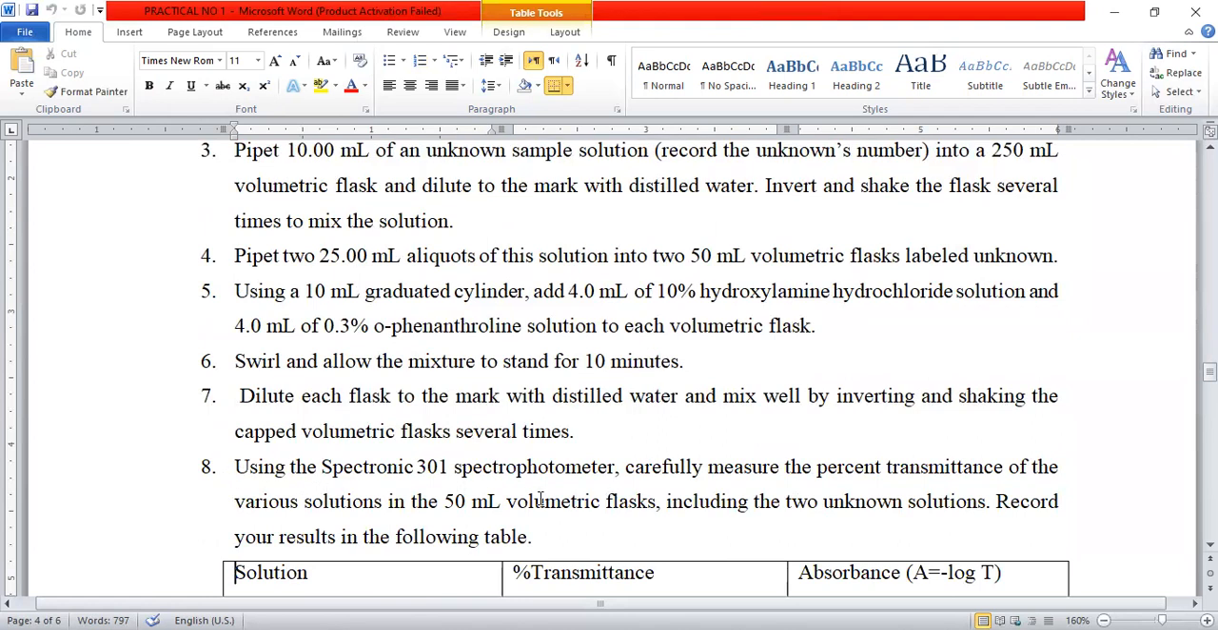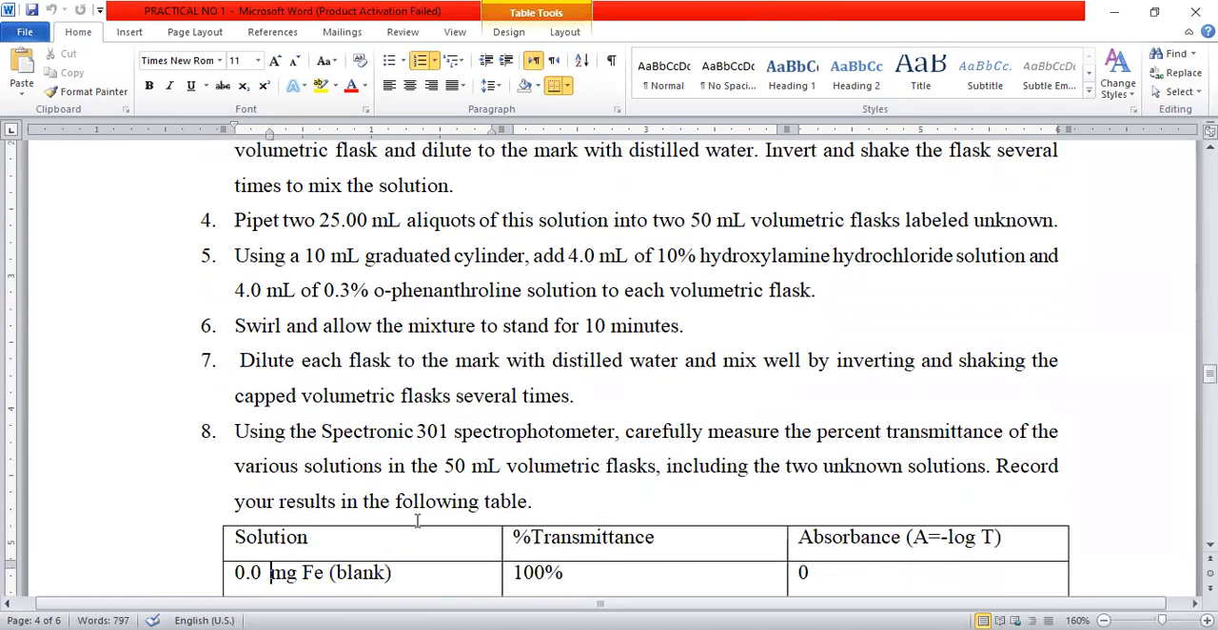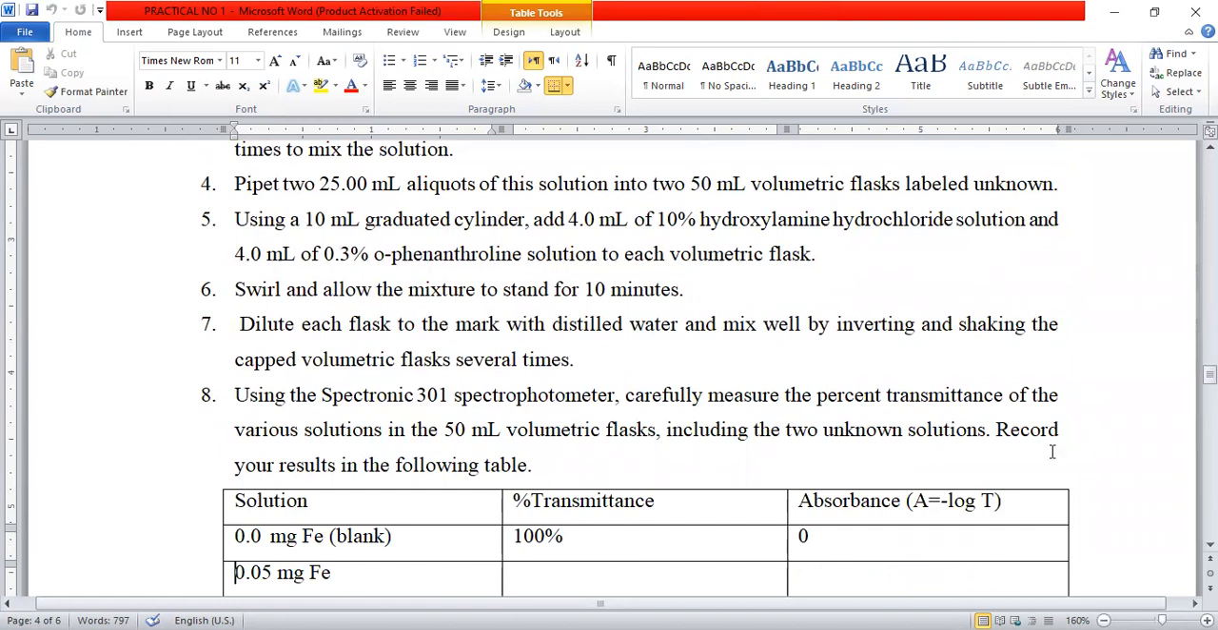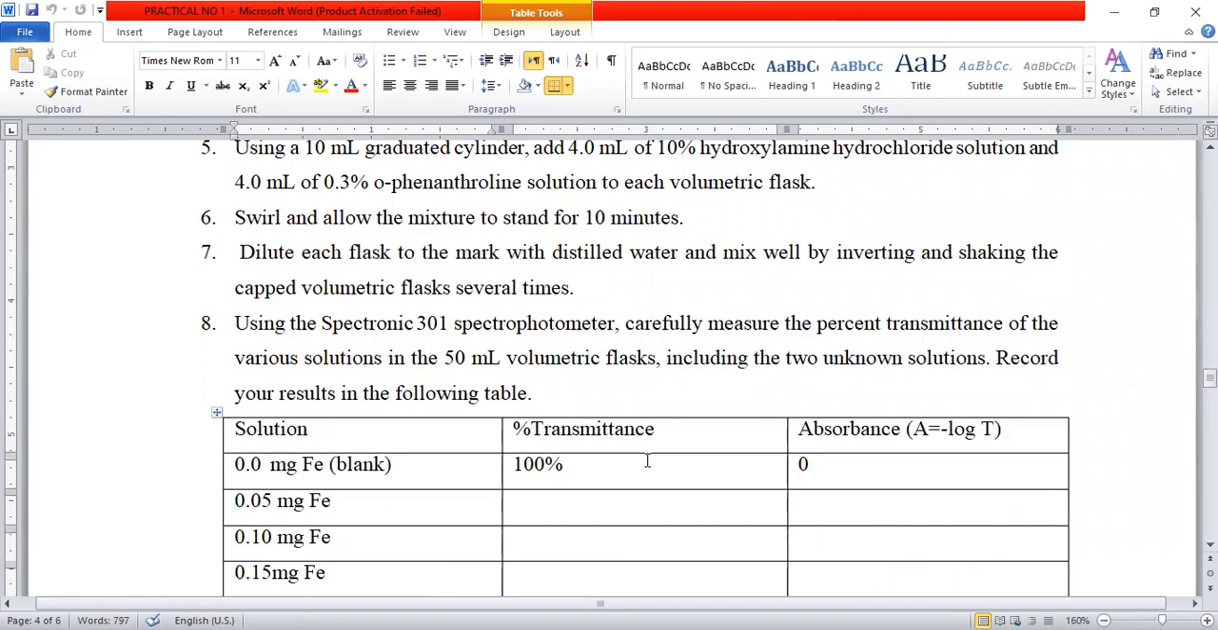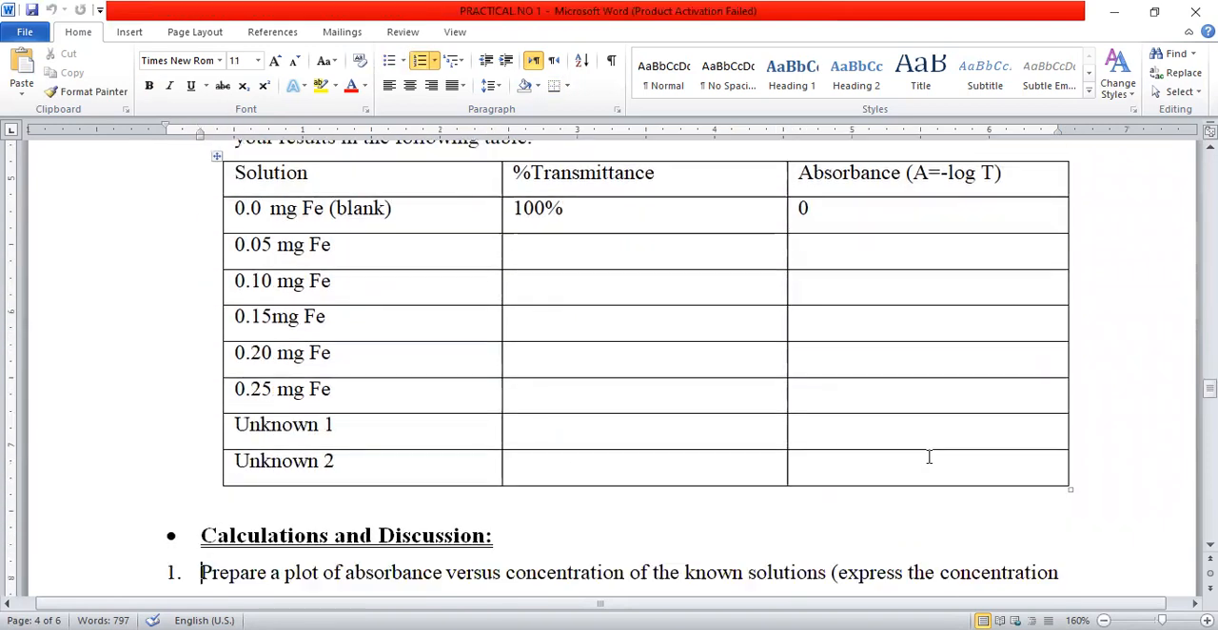Using the Spectronic 301 spectrophotometer carefully, measure the percent transmittance of various solutions in 50 milliliter volumetric flask, including the two unknown solutions, and record your results in following table, including solution, transmittance, and absorbance.